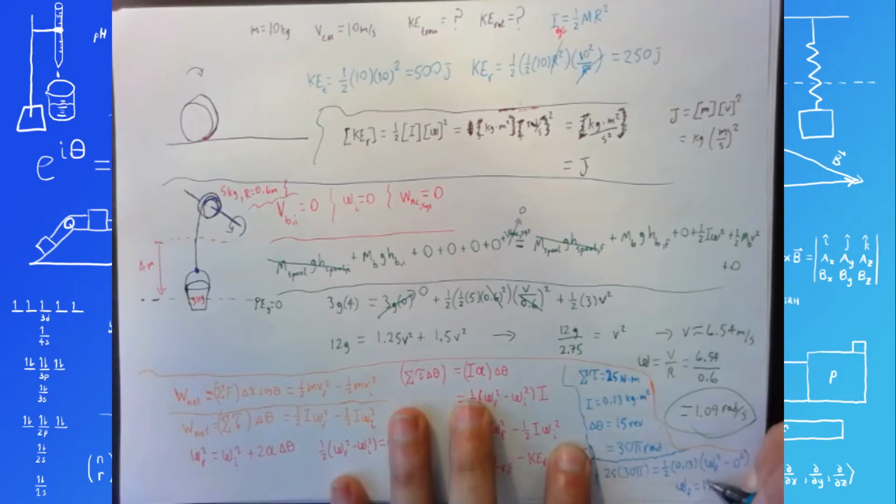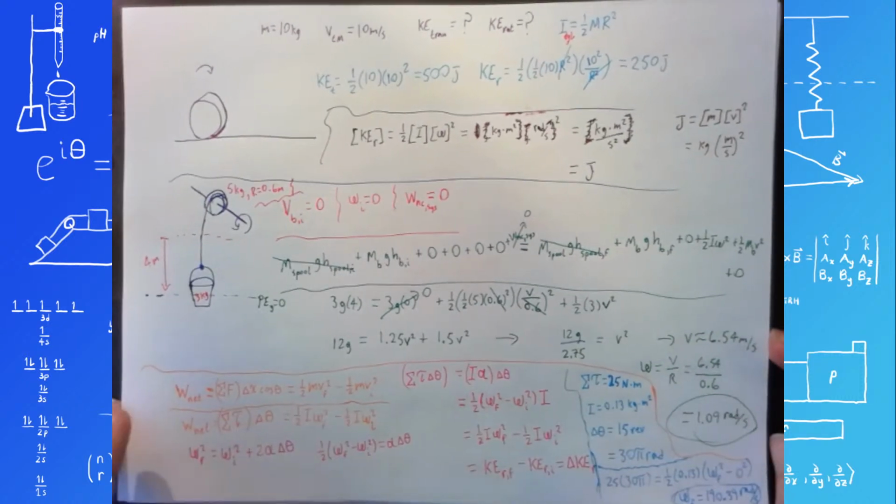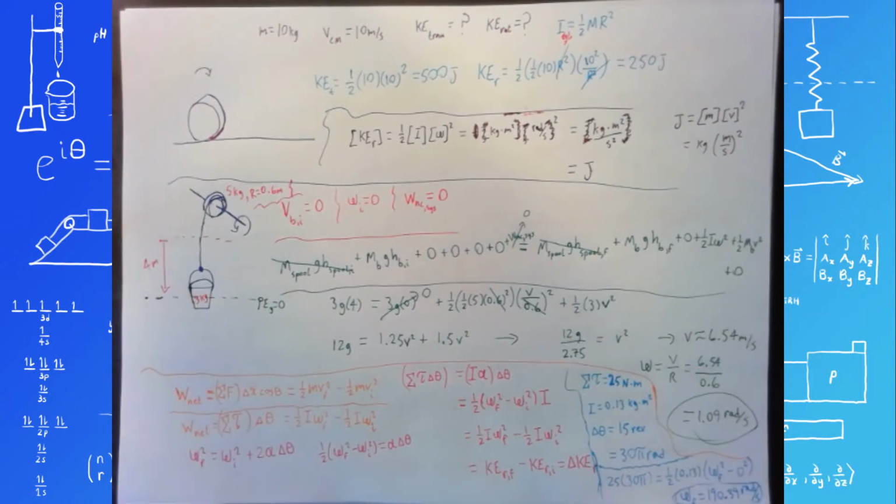Omega final equals 190.39 radians per second, which is pretty fast, but it's a grindstone, so that's not entirely surprising. Those things are supposed to spin fast.